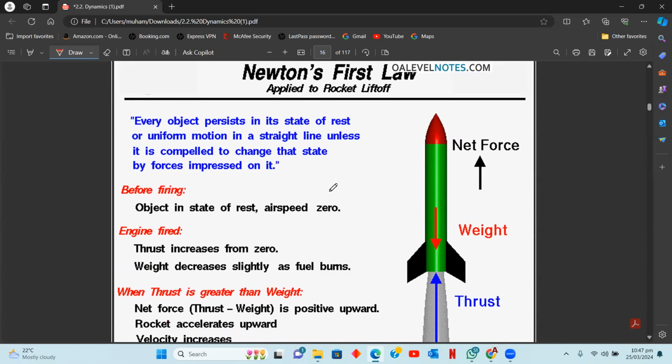Okay, how does Newton's first law apply to rocket liftoff? Every object persists in its state of rest or uniform motion in a straight line unless it is compelled to change that state by forces impressed on it. Again, an object's motion doesn't change by itself, unless there is a force.